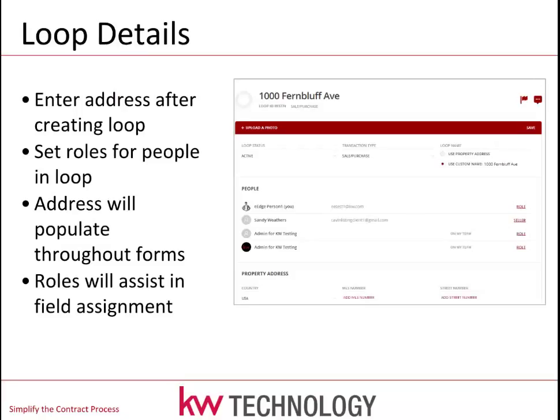Using the loop details option, you can save time and effort by adding all of the details of the loop that will automatically pre-populate all fields of an electronic document. You can add the address of the property, the roles of the people in the loop, buyers, sellers, co-op agents, etc., and wherever these specifics apply, they will be auto-populated.